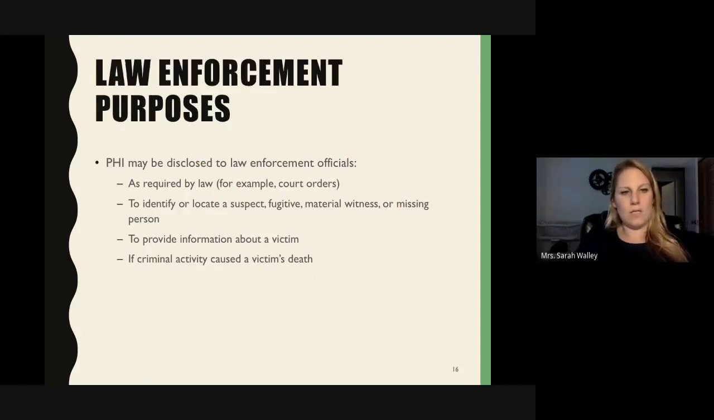Okay, law enforcement purposes. So sometimes PHI may be disclosed to law enforcement officials, and these are just the reasons. So I don't even know if they put that in the test. I don't remember any questions like that, but it's kind of interesting.